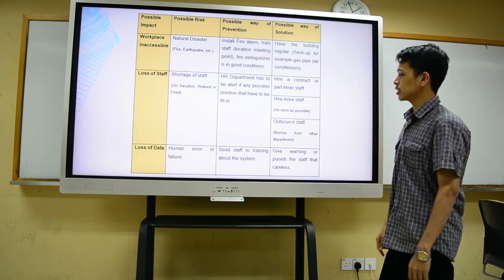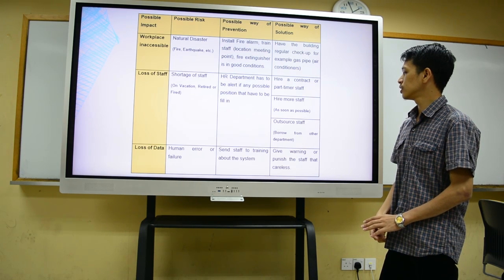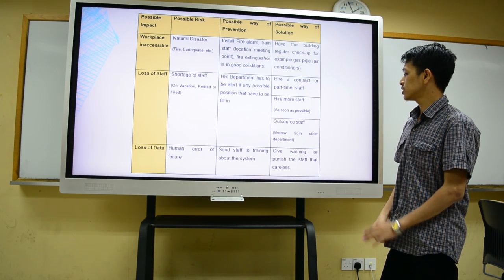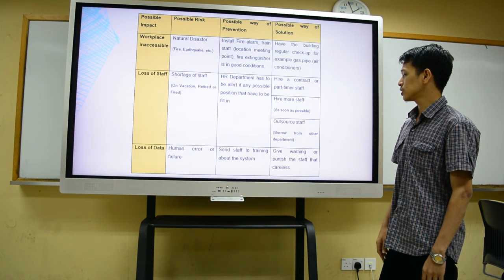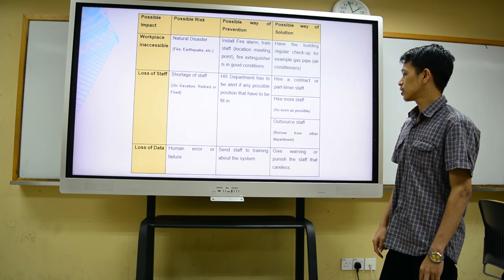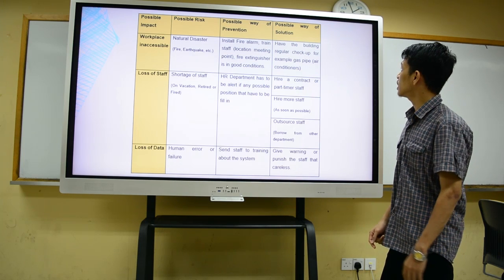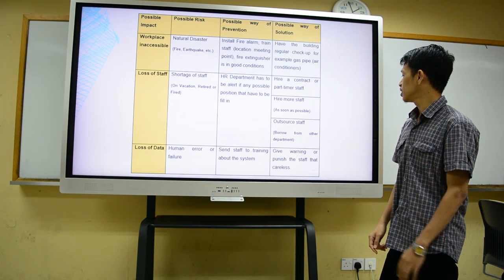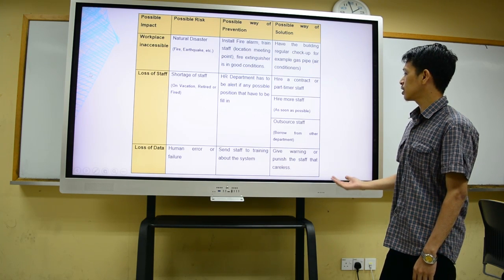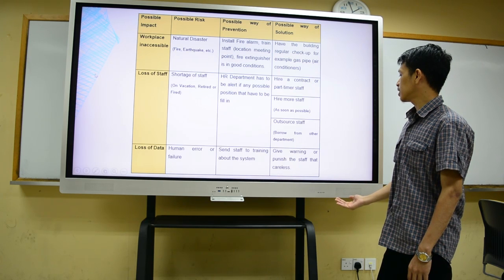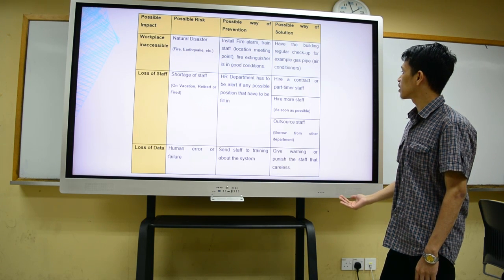Then loss of data. First is human error or failure. The prevention is to send staff to training about the system in UniKL MIIT. Then a possible way of the solution is to give a warning or punish the staff that are careless, or maybe they steal the data, or are careless about something that is very important.